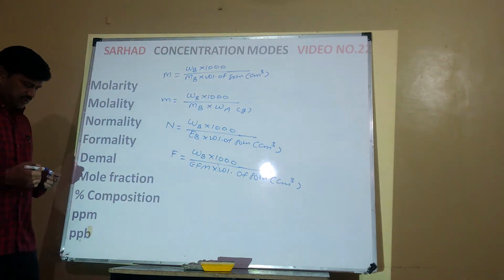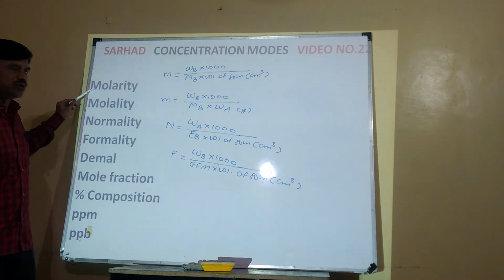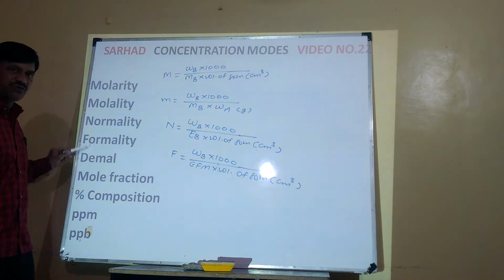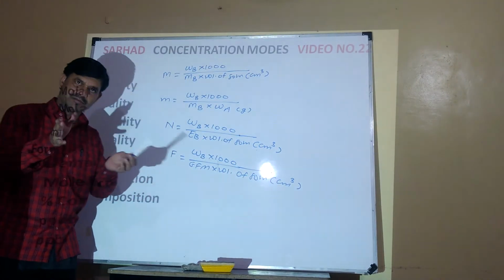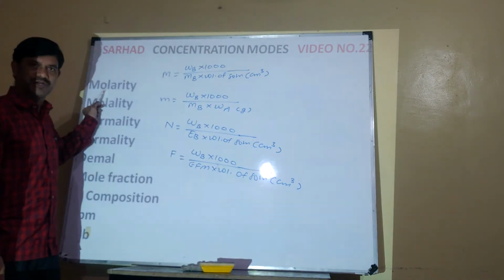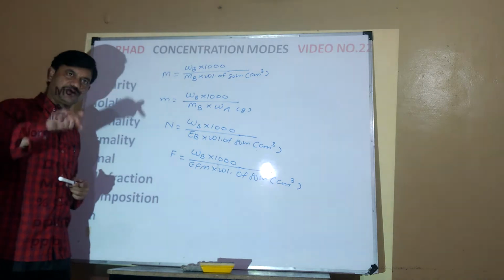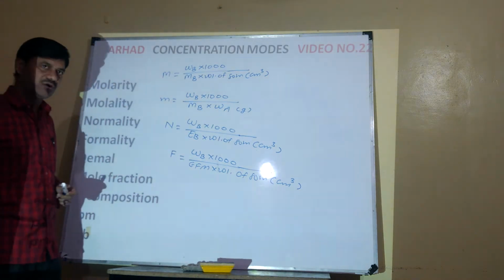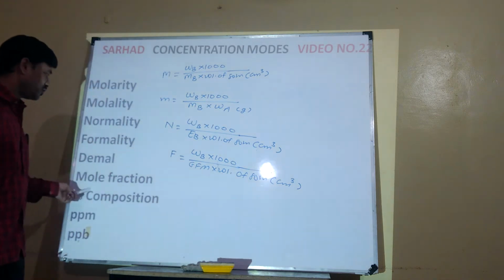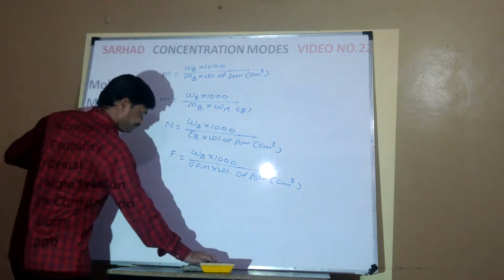So what fourth concentration mode did we discuss? Molarity, molality, normality, formality. What about the fifth one called demal concentration? Demal concentration is nothing but molar concentration at 0 degree Celsius. This is called the demal concentration mode. So what about the next one? Mole fraction.